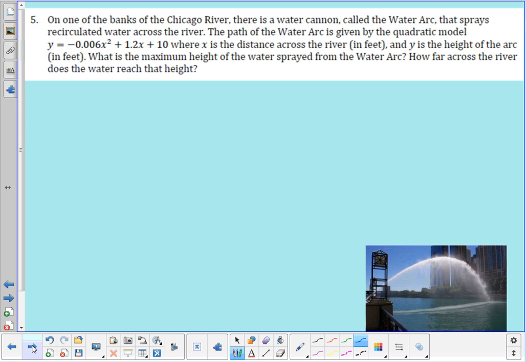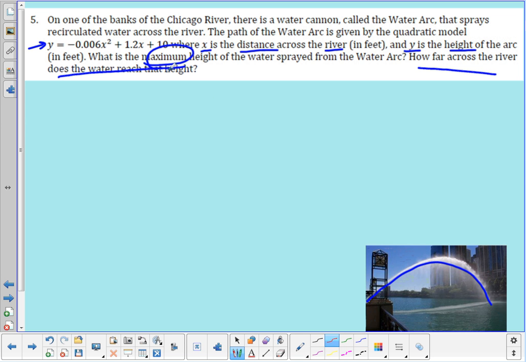Last question, number 5. It says on one of the banks of the Chicago River, there is a water cannon called the water arc that sprays recirculated water across the river. The path of the water arc is given by the quadratic model like that. So the water makes this parabola that is then going across the river. X is the distance across the river, and y is the height of the arc. What is the maximum height of the water, and how far across the river does the water reach that height?